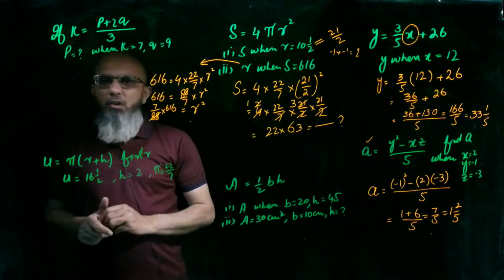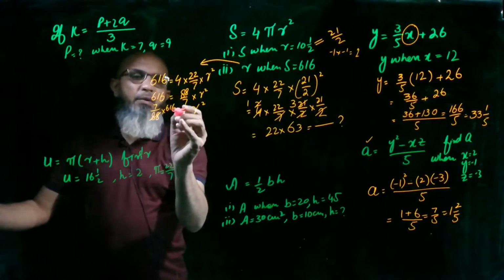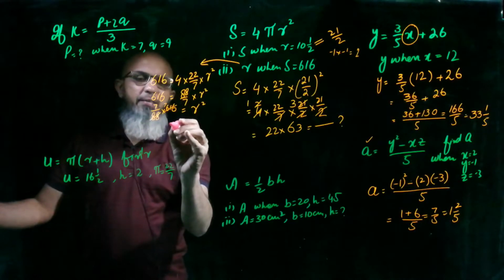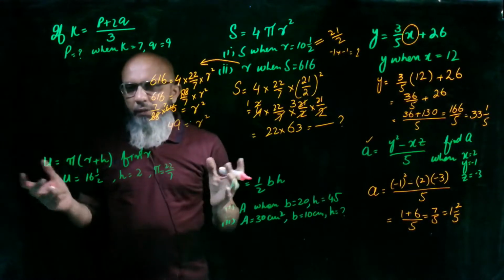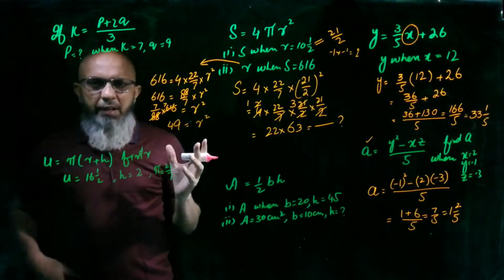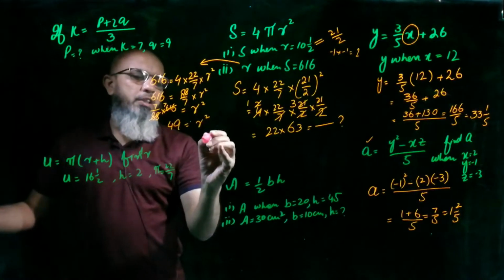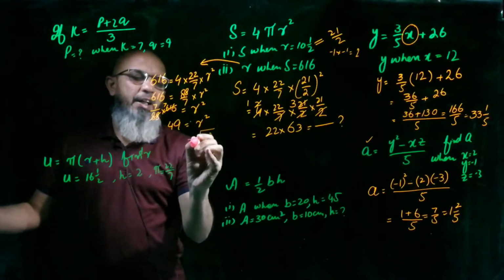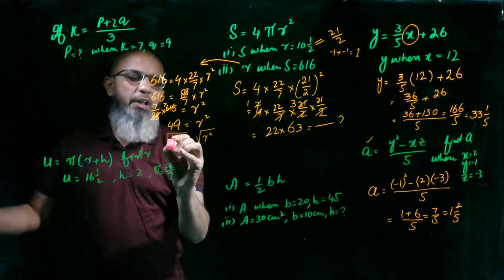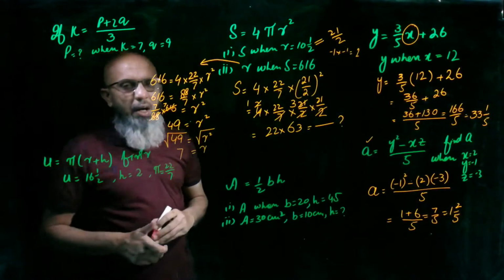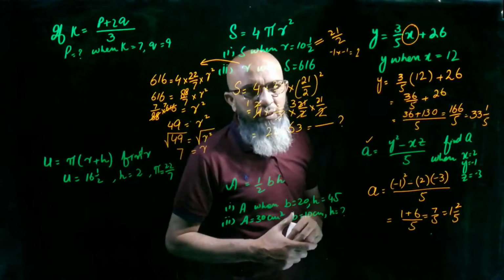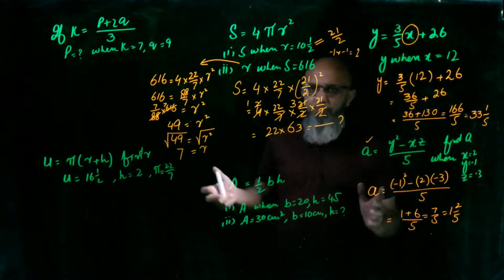Okay, now we will cut it. 88 is in the table of 7, it cuts the 616. So 7 7s are 49 is equal to r squared. Now what we do, we have to find the value of r. So it means we are going to take the square root of r squared, which also means taking the square root of 49, and you know the square root of 49 is 7. So the value of r is 7.